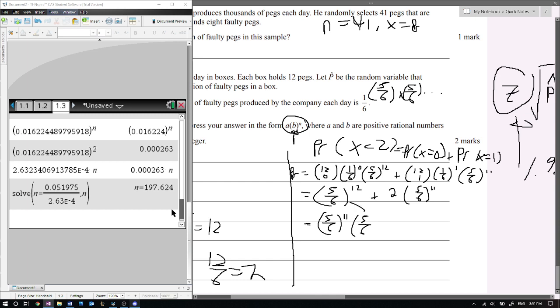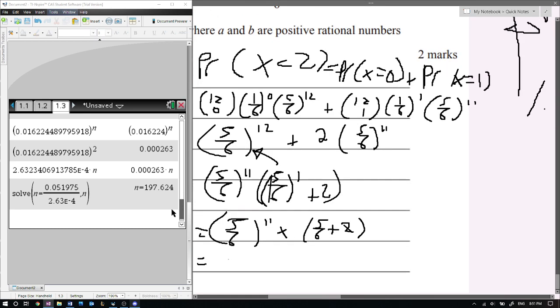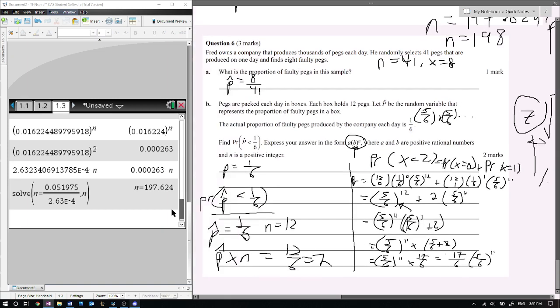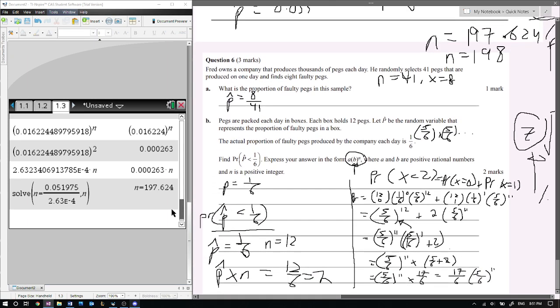You'd be left with 5/6 on the inside to the power of 1, which is just 5/6 plus 2. So that's (5/6)^11 times (5/6 plus 2), and you can simplify that to (5/6)^11 times 17/6. So that's your answer: 17/6 times (5/6)^11, the way that Vika wants.